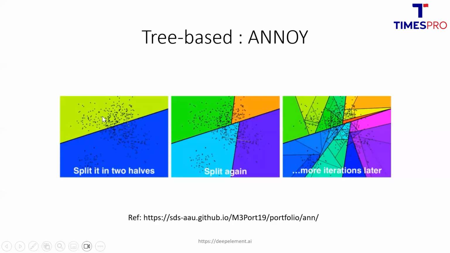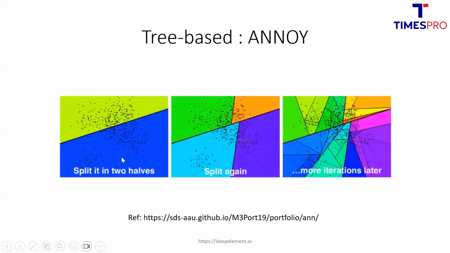Usually it will not split them equally, because this is done randomly. The space will be split randomly, and the points will also get split randomly into two halves. So your root node had all the data points. Now one of the two children of the root node will have all the points in this yellow region, and the second node will have all the points in this blue region.